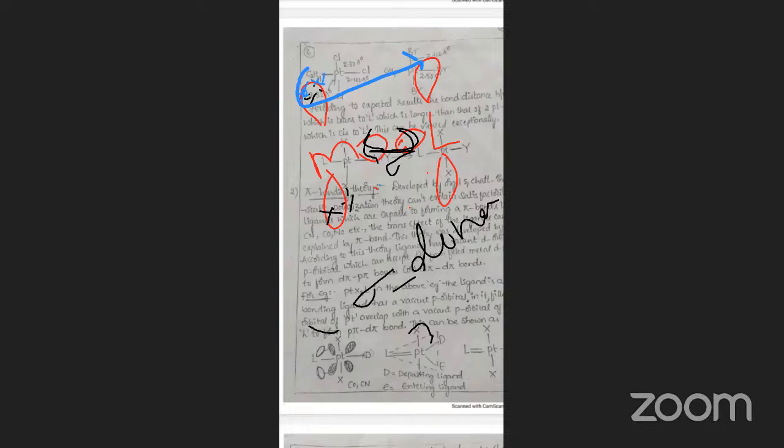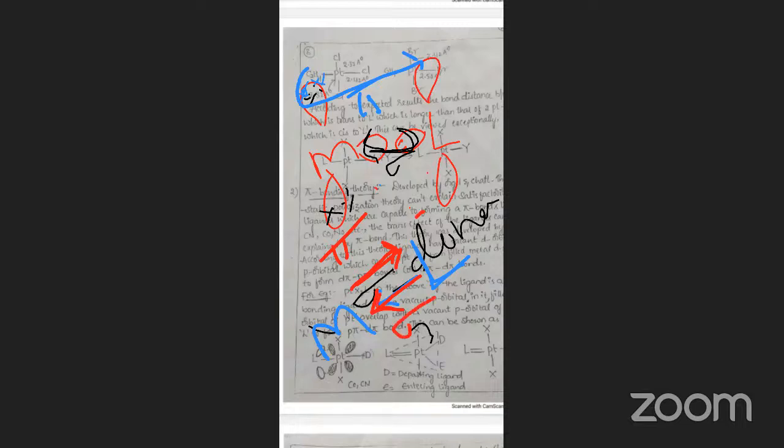In this condition, a pi bond is formed. That means between the metal and the ligand, one bond is a sigma bond and one bond is a pi bond. What is the arrow mark here? Which is the pi bond? The metal donating an electron pair to the ligand is the pi bond, and the ligand donating an electron pair to the metal is the sigma bond.